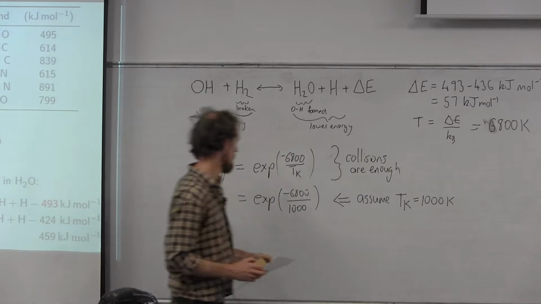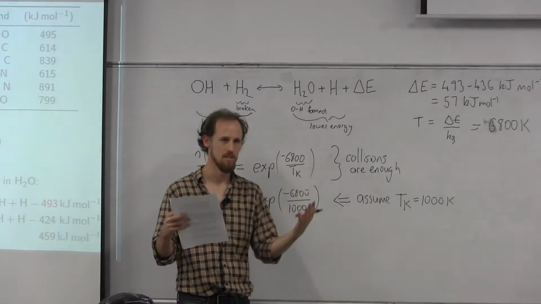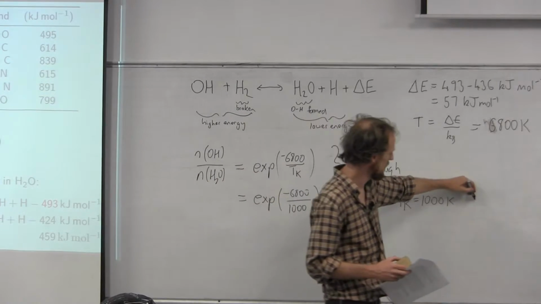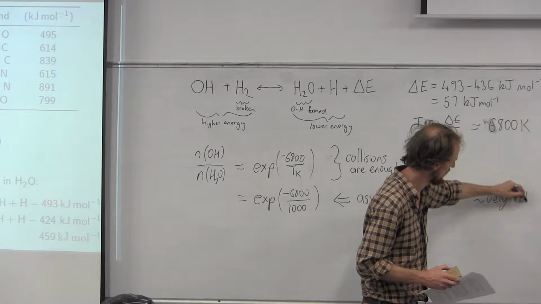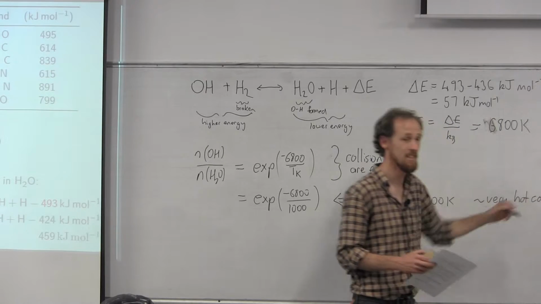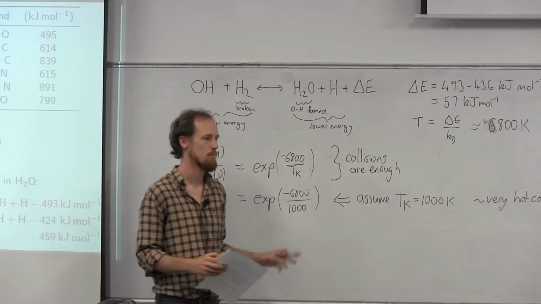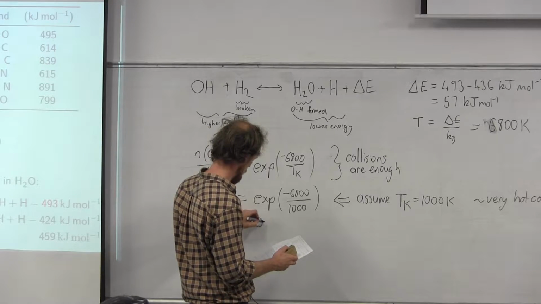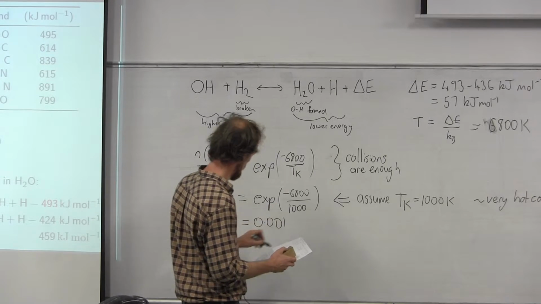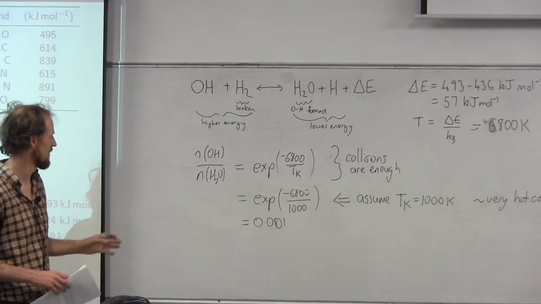Okay, so I'm going to make the assumption that the temperature is about 1,000 Kelvin, which is just an assumption. In this case, this is about what you'd expect in a very hot core. We talked about hot cores as being part of the interstellar cloud family, where the star is already forming. So this would be appropriate to that situation. That then is equal to 0.001, if you put that in your calculator, to one decimal place only.